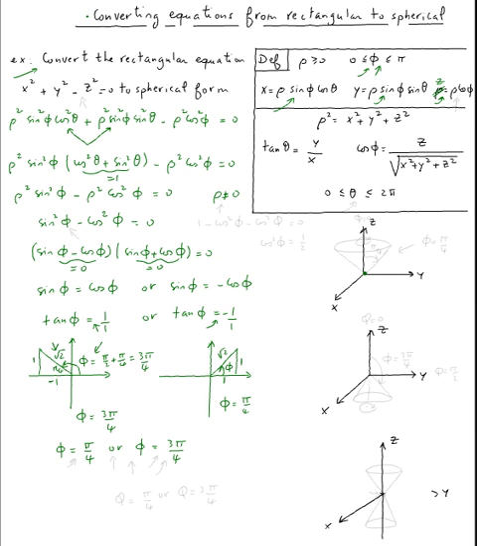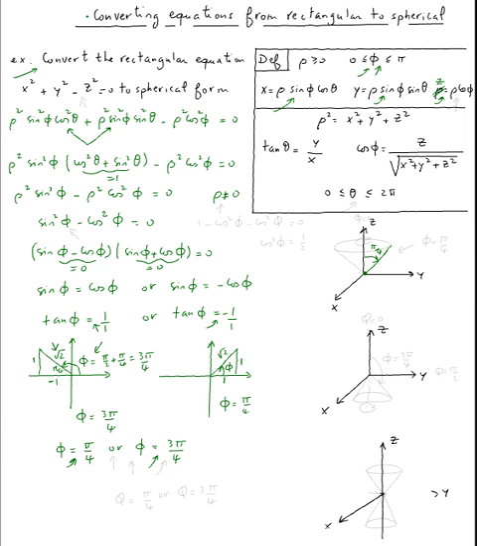So how do we graph phi equals 3 pi over 4? Well, let's start with pi over 4. This is what we mean, pi over 4, right? Phi equals pi over 4, that's the phi.